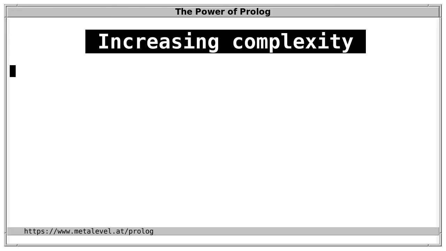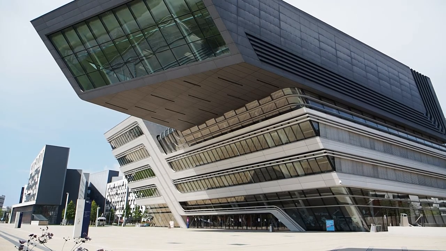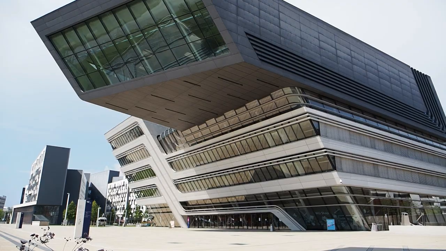Another example or consequence of wrong priorities is when implementers increase complexity instead of decreasing it. And this can happen quite quickly because Prolog programmers are quick to adopt even the greatest nonsense. And therefore, when an implementer comes up with a bad idea, then programmers often simply adopt it instead of resisting it. So popularity is no reliable indicator of quality and style.